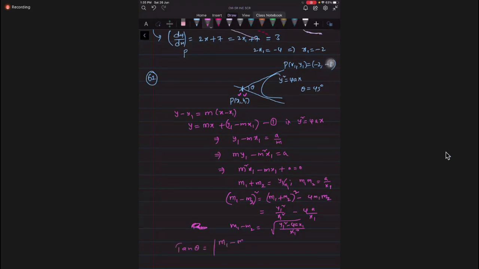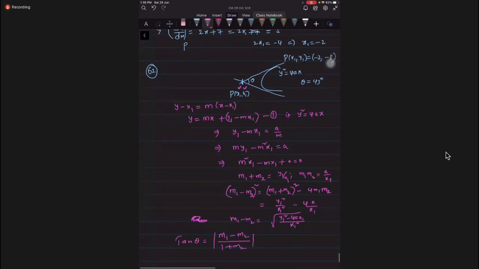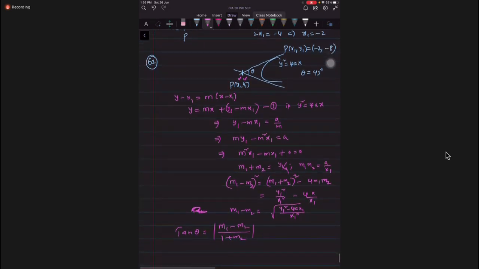Tan theta equals mod of m1 minus m2 divided by 1 plus m1 into m2. Okay. Theta is 45, which means tan 45 is 1. When you remove the mod, tell me, what happened? 1 plus m1 m2 equals m1 minus m2.